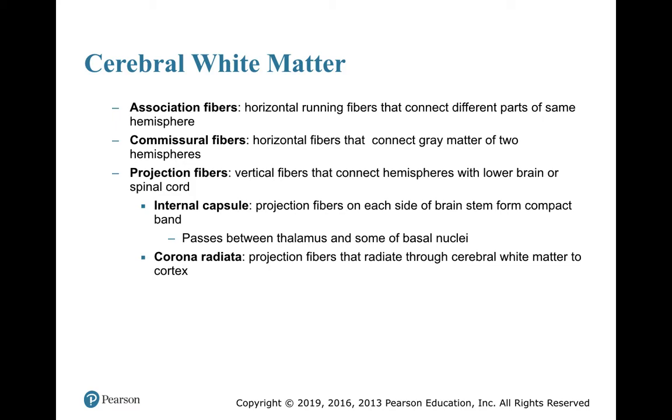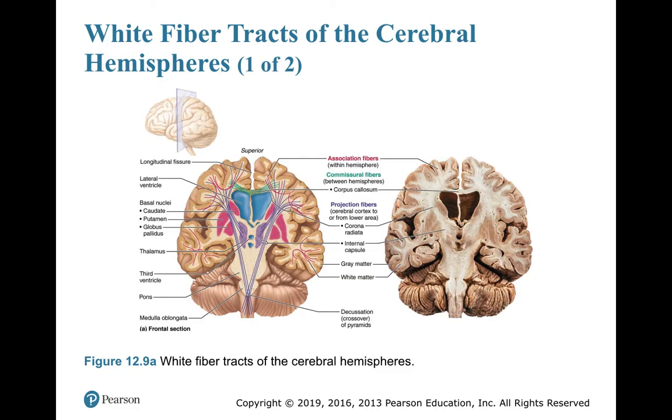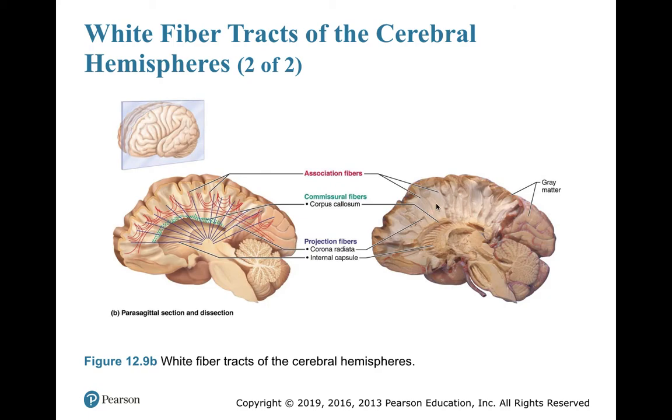So those projection fibers have an internal capsule. Those projection fibers that are on each side of the brainstem have a compact band that passes between the thalamus and some of the basal nuclei, and corona radiata, which are projection fibers that radiate throughout the cerebral white matter to the cortex. They are mapped out here. We can see them very clearly on this preserved brain as white versus gray. Again, here as well.